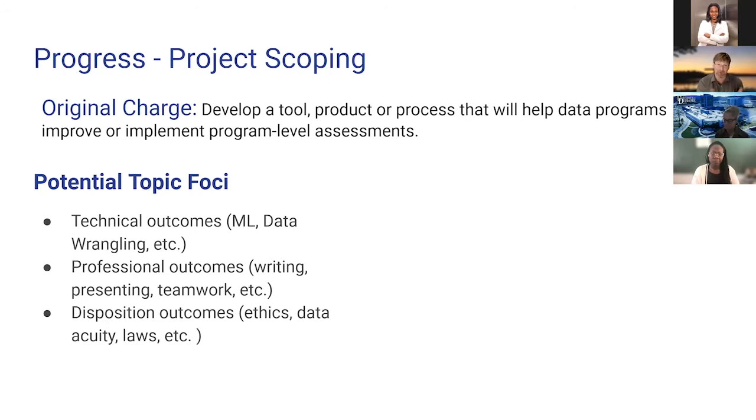And we knew when we proposed this that we weren't going to be able to tackle producing a program level assessment plan for every program out there, no matter what they had. So we started by talking about the different possible focuses that we believed would show up in almost every program in some way or form. Those consisted of technical outcomes. This could be things like various descriptions of data wrangling, machine learning knowledge, or database knowledge, things like this.